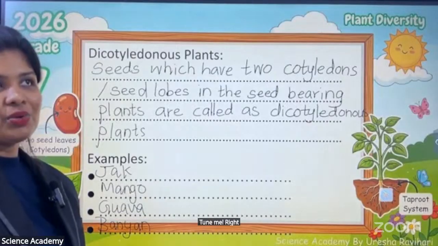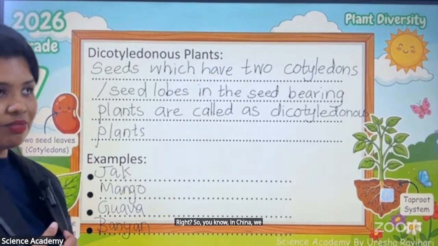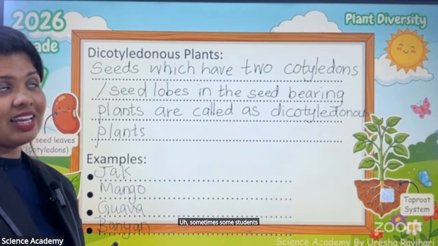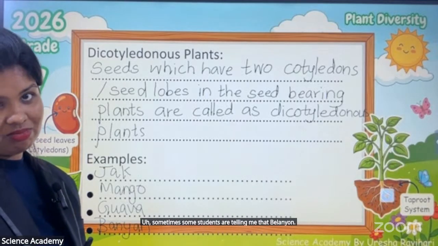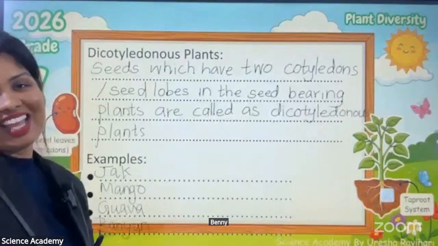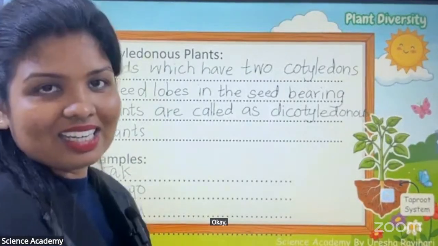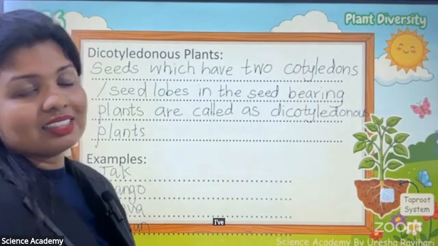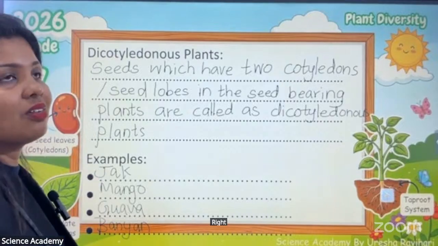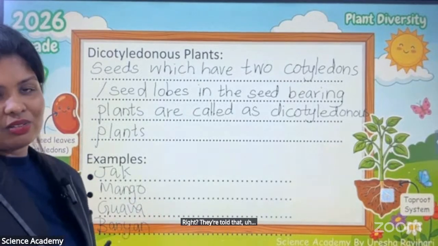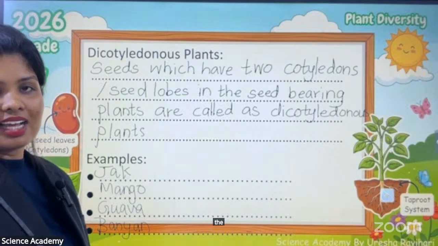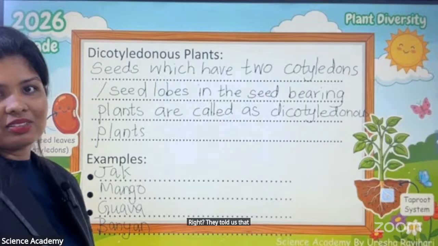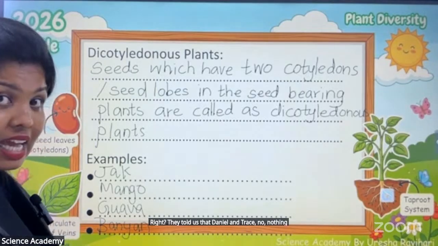You know in Sinhala we call the banyan tree nuga, right? Sometimes some students are saying it as banyan. Don't say banyan, say banyan tree. I have heard that at the school, they told that the roots available, the crop roots we discussed, right? They told that nothing trees called banyan. Okay.